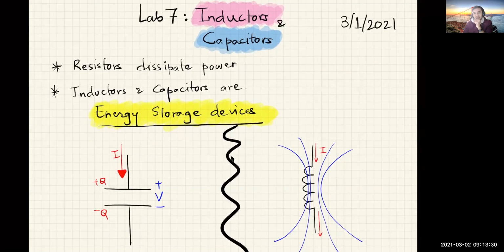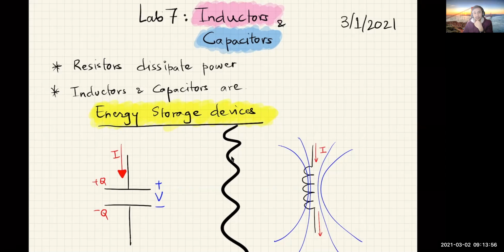Okay, so inductors and capacitors are another kind of device, circuit elements that you construct circuits out of, like resistors. However, they differ from resistors in a very key and important way, right?